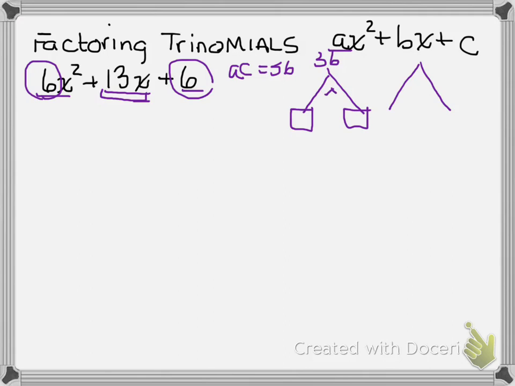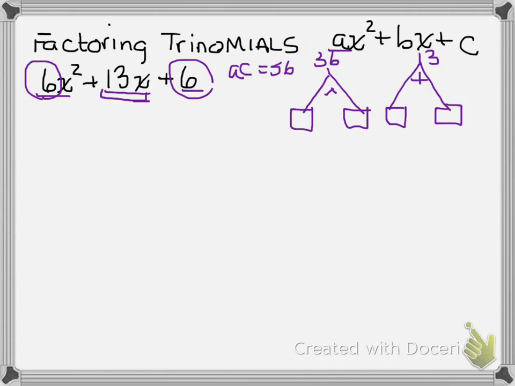Then we still use the middle term of 13 for the top of our second tree, and just like before, we're looking for 2 numbers which will add up to 13. So we want a pair of numbers which will multiply together to get 36, and those same 2 numbers will add up to 13. So you can start trying combinations.